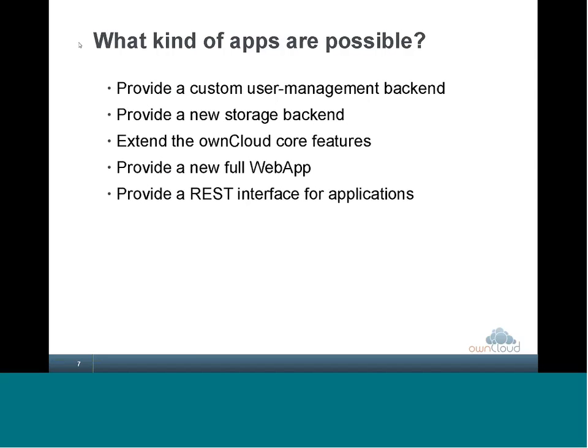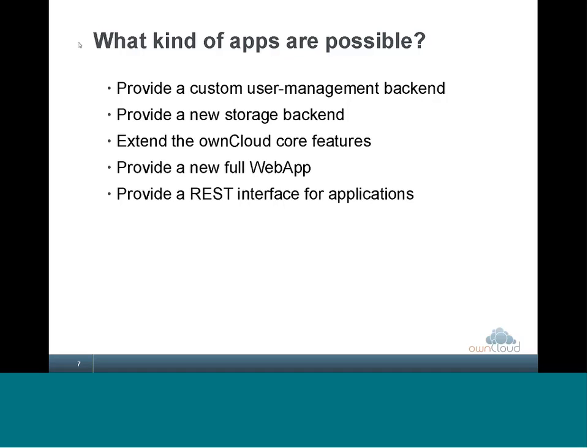Okay, thanks. So what kind of apps are possible? I think I mentioned a few of them already. First, it's very popular that you can write a new user management backend. Out of the box, ownCloud supports a few important ones. We have our own internal user management, then we have LDAP, then Active Directory, and a few more. But there are a lot more specific, special user management backends out there, perhaps something that only exists in your organization. So it's very easy and very popular to write an app to connect that.